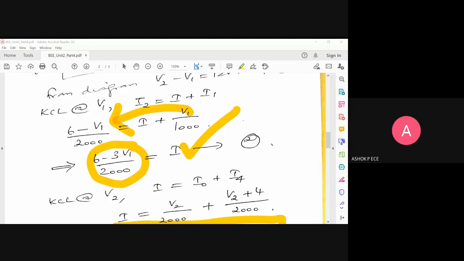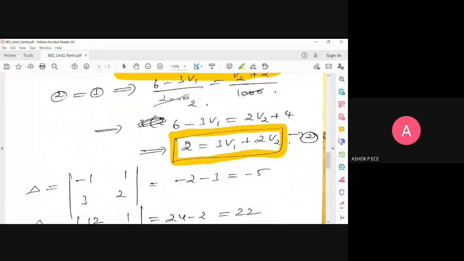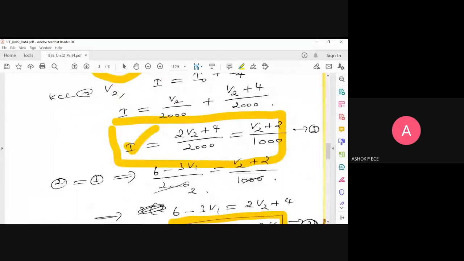Sir, how to get the second equation? Sir, between the nodes V1 and V2, we have a voltage source. So we can use that. What will be the equation then? It will be V2 minus V1 equal to 12. Okay, I have marked V2 minus V1 equal to 12 as equation number 1. And the second equation you got just now is 2 equal to 3V1 plus 2V2. So please solve the two equations and find the answer.